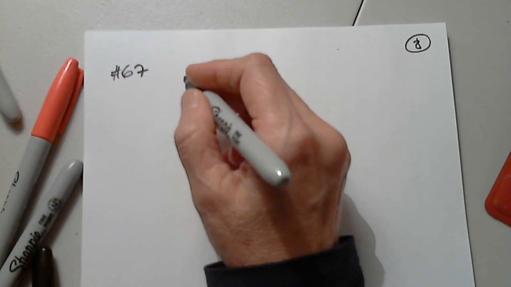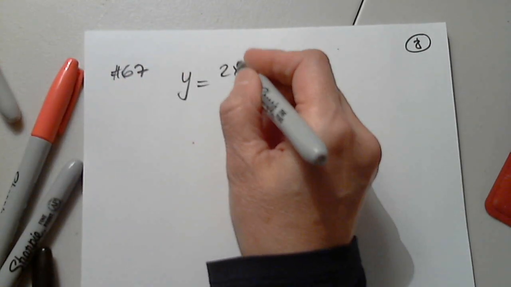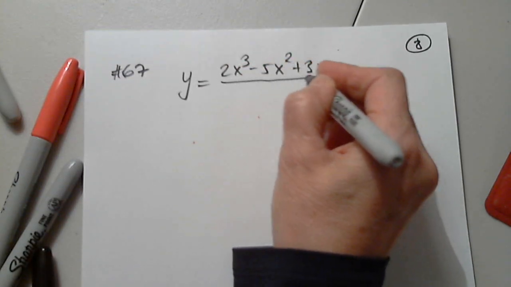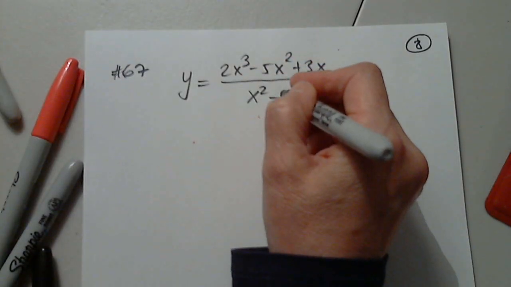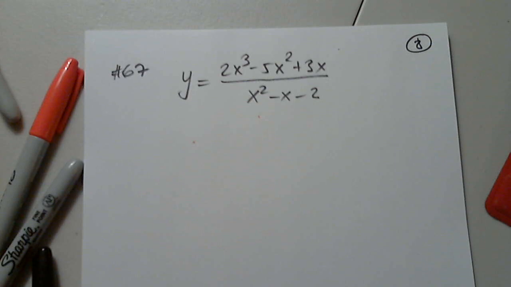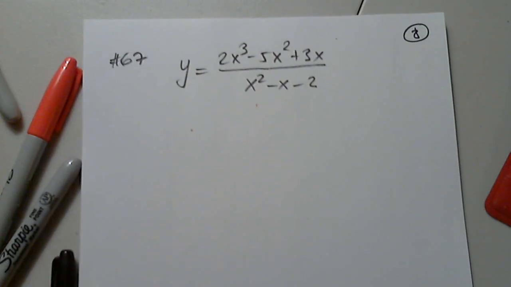Good. In 67, we have y equals 2x to the third minus 5x squared plus 3x divided by x squared minus x minus 2. This would have never worked with synthetic division because the denominator has to be either x plus a number or x minus a number. Perfect. So this is clearly the long division, but I have to do some work first.